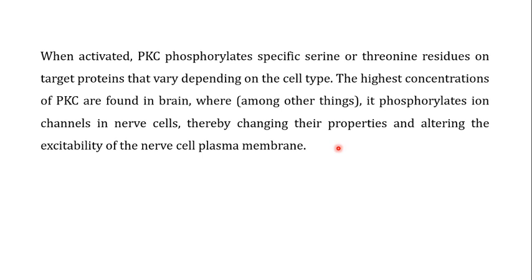But for this particular time, the highest concentration of the protein kinase C is found in the brain, and when it gets activated by the calcium, the DAG, and the phosphatidylserine, it phosphorylates the serine and threonine residues of the ion channel in the nerve cell, thereby changing the excitability of the nerve plasma membrane.